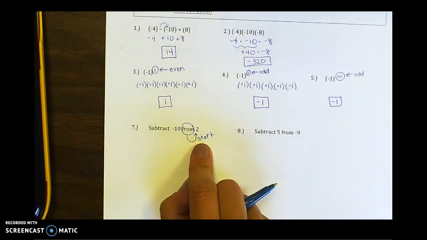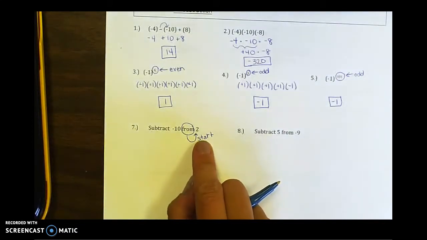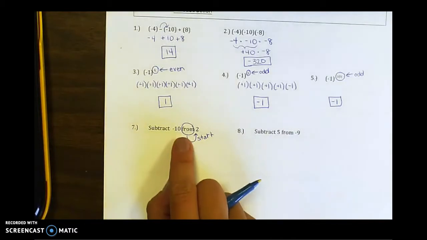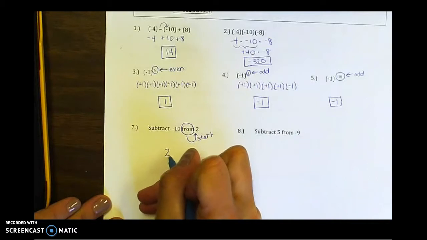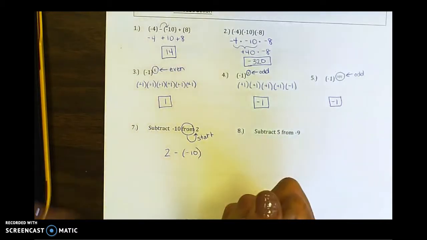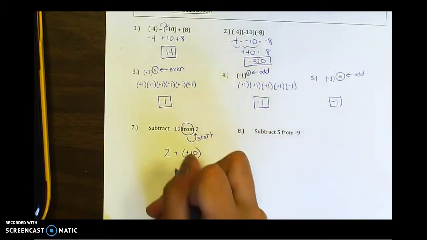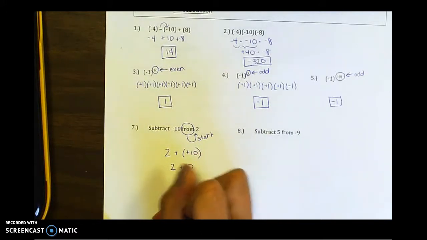Remember, when you give a gift to my students from Miss Koeppel, since it's from me, I'm the one that started with the gift, and you're the ones that ended with the gift. So that's why you start with what comes after the word from. So this becomes a 2 minus negative 10. All right, and that means we have a negative negative, which becomes a positive. So 2 plus 10 ends up being 12.